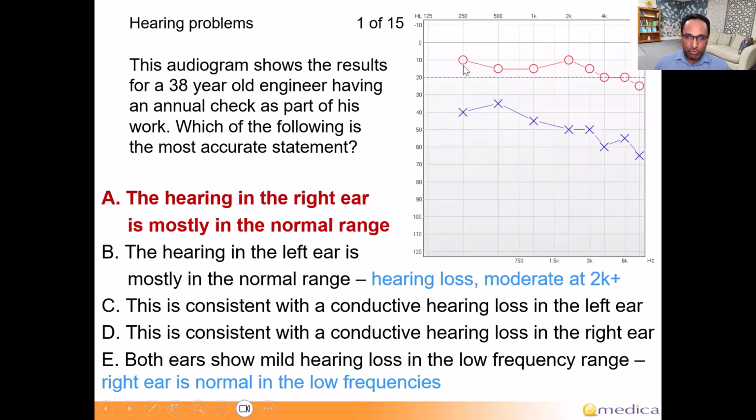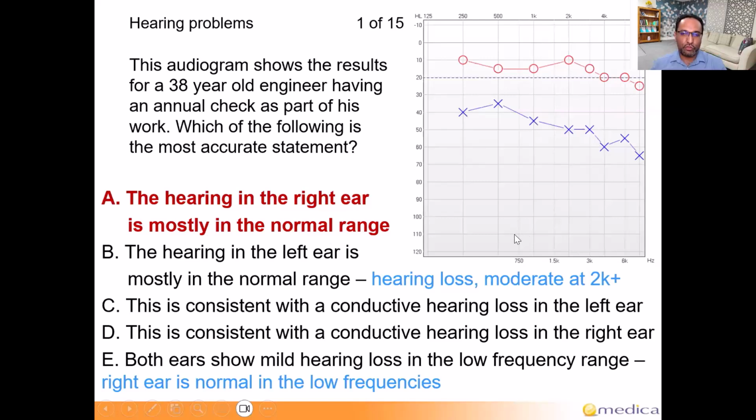So if you look at the right ear, the one in red, you see, look, across from low frequency all the way up to high frequency, even here, this is still all normal. Then right at the end, this is like at 7 kilohertz, you've got very mild degree of loss. So do you see that fits, that the hearing in the right ear is mostly in the normal range. In most of the scale, it's normal, okay? Whereas if you look at the left ear, even at low frequencies, there's some loss, and then it gets worse as the frequencies get higher.